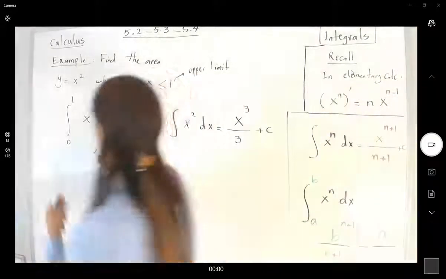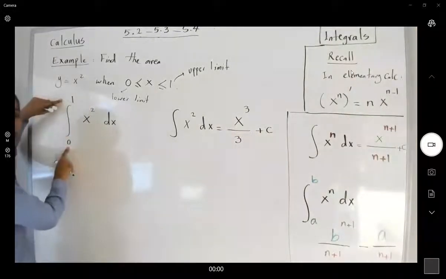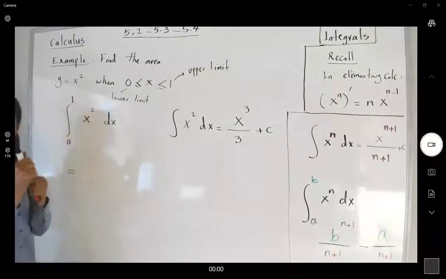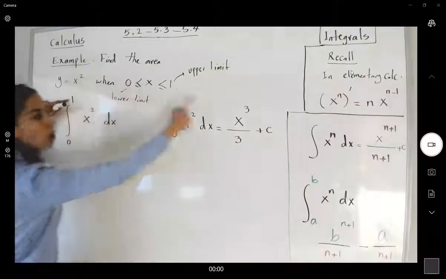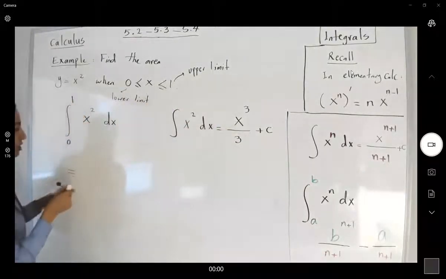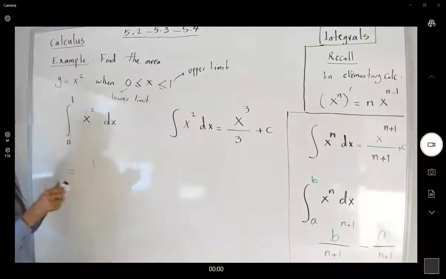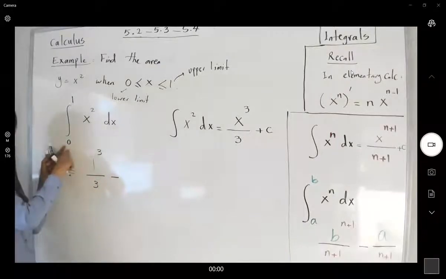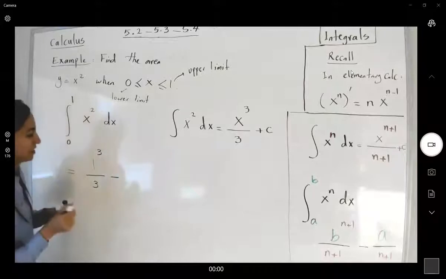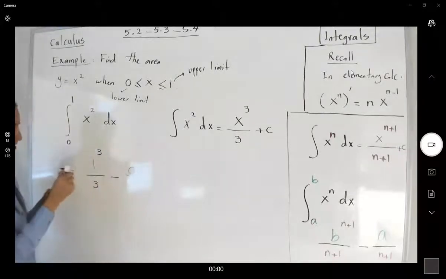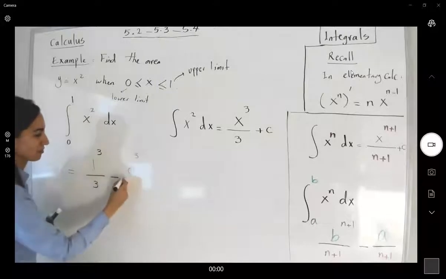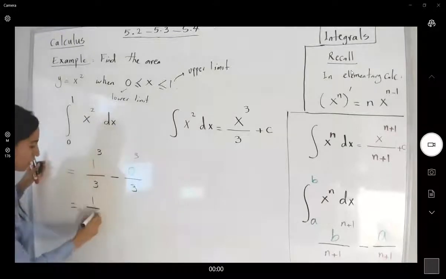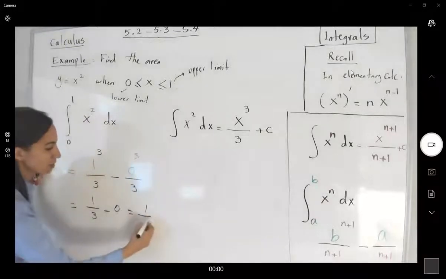Now we are interested in finding the definite integral, or the area. In this case, the upper limit is 1, so I'm going to plug in 1. I get 1 to the third divided by 3, minus the lower limit 0, 0 to the third divided by 3. Okay, here we go. 1 to the third is going to be 1. I have a third minus 0, or a third.